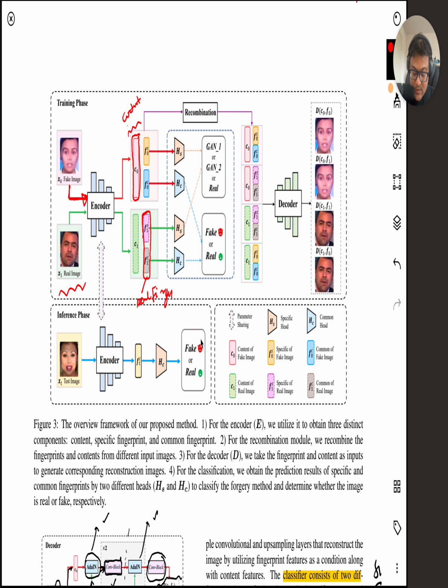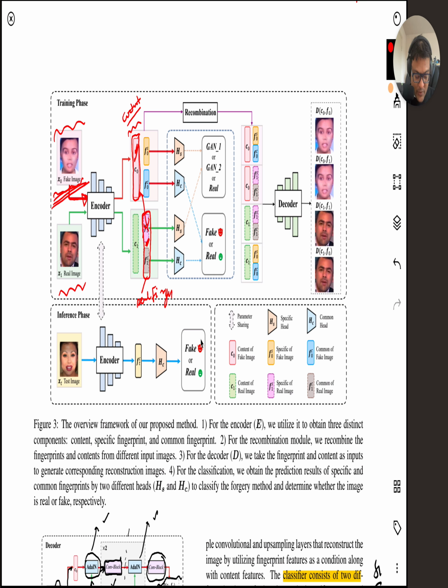Okay, so if you try to combine these two, then nothing should happen, right? If you try to combine these two, you should be able to generate the same fake image which you sent in. So if you take the content from the fake image, and you take the fingerprint from the real image, and you try to combine these two, you should be able to get back the same image which you started with. So that's the whole point.